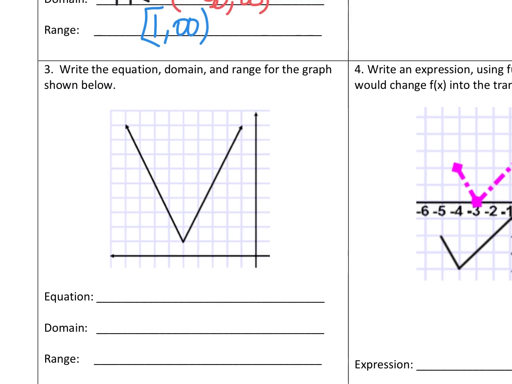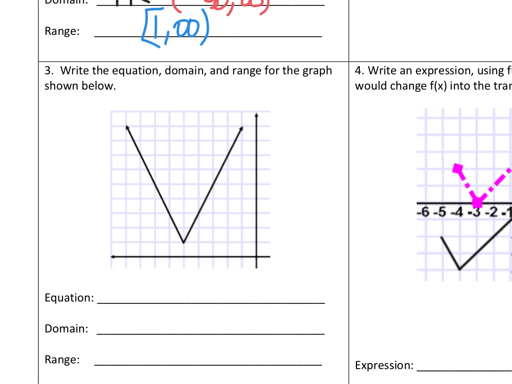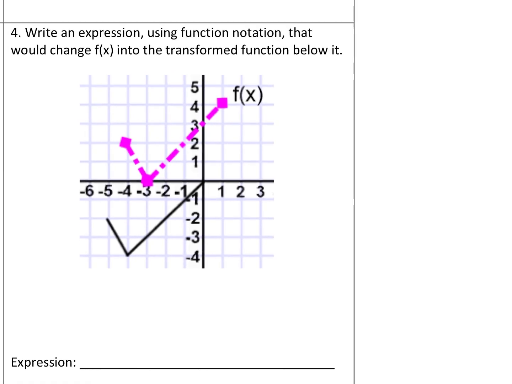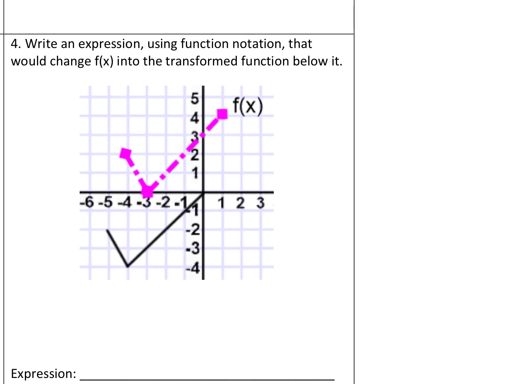On to number 3. So write the equation for the domain and range. Oh, it's the same basic thing. I guess you probably don't need me for that one. This one, oh my gosh, tons of kids got this wrong on the test. The reason is because they were like, okay, looks like the thing moved, but they didn't know what to write. Here's the thing. You've got to put the f of x in your answer. So there needs to be an f of x in your answer.